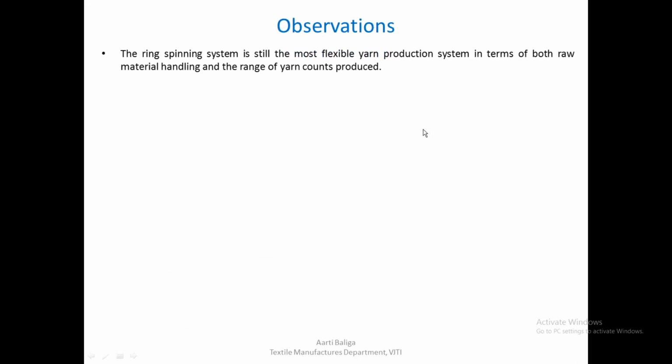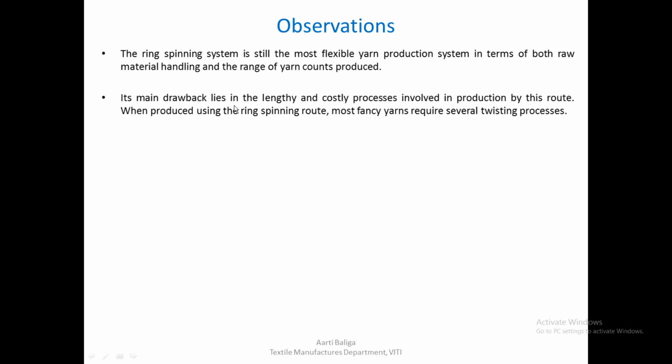Having learned all this, let us have a small discussion on the observations of this entire session. The ring spinning system is still the most flexible yarn production system in terms of both raw material handling and the range of yarn counts being produced. Its main drawback lies in the lengthy and costly processes involved in the production by this route.